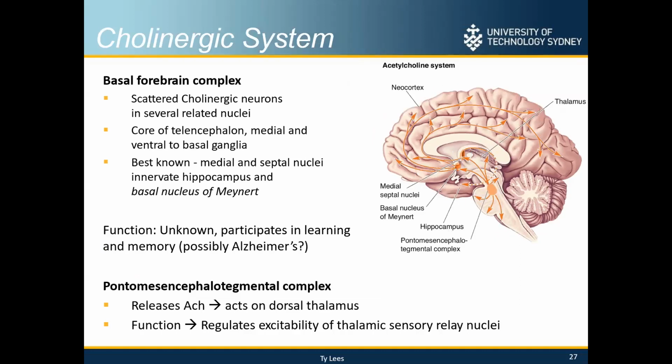The final system that we have in this lecture is called the cholinergic system. This involves scattered cholinergic neurons in several related nuclei in the core of the telencephalon, medial and ventral to the basal ganglia. The best known connection for the cholinergic system is the medial septal nuclei, which innervates the hippocampus and the basal nucleus of Meynert. The role of this system is not particularly clear. However, it has been shown to be associated with learning and memory.